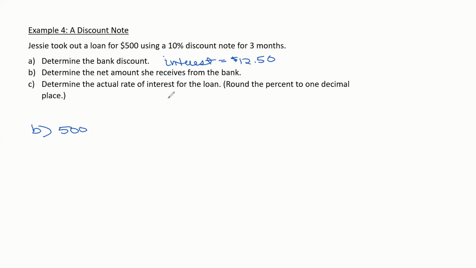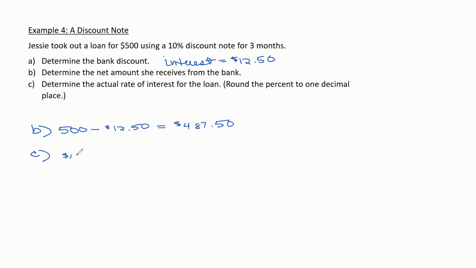So she borrowed 500, but she has to pay $12.50 in interest. So we need to subtract the $12.50 that she's paying in interest. And that leaves us with $487.50.